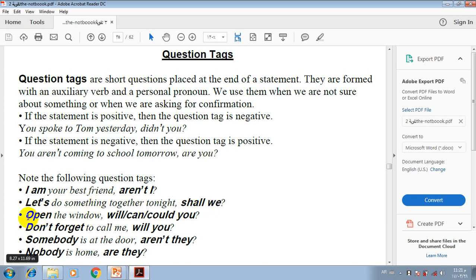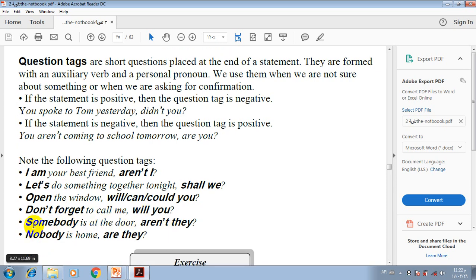And if the sentence starts with an infinitive, like you see, open the window, the question tag must be like this: will or can or could you. Open the window, will you or can you or could you. And if the sentence starts with don't plus infinitive, the question tag must be like this: will you. Like the example, don't forget to call me, will you?